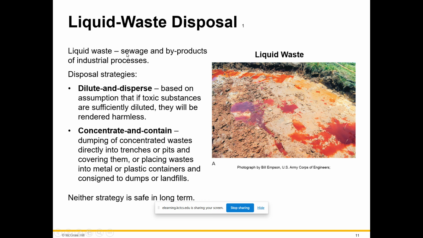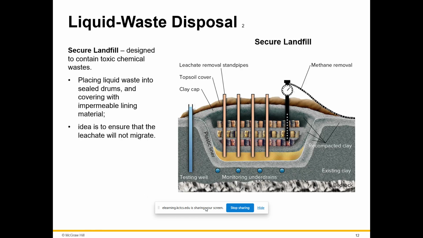Examples of liquid waste would be from industry processes, as shown here. I don't really know what this is. I don't think the book said either. It just said picture of red waste. And sewage, that we'll be talking about.